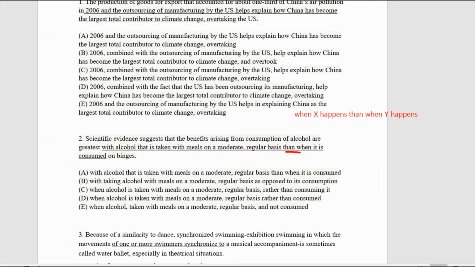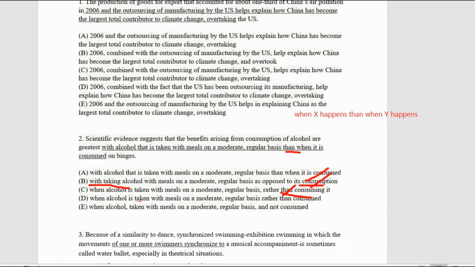And you can see that in A, "greatest with alcohol that is taken with meals on a more regular basis than when it is consumed." Than with, wrong parallel structure, with taking the alcohol as opposed to its consumption. No, it's strange. Here we take with taking alcohol and here consumption, wrong. "When alcohol is taken with meals on a more regular basis rather than consuming it." No. You see, when alcohol is taken and here than consumed. No. Wrong. When alcohol, sorry, let me wipe it out. "When alcohol is taken with meals on a moderate regular basis, rather than consumed."